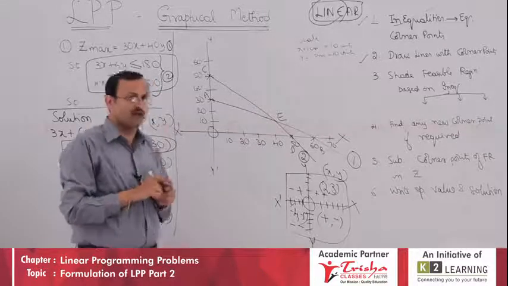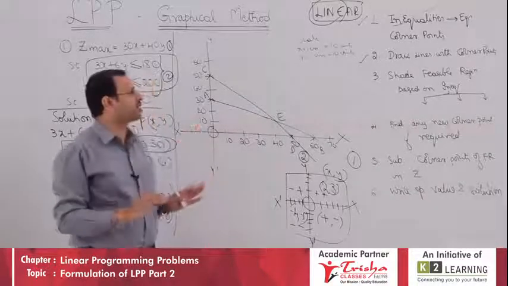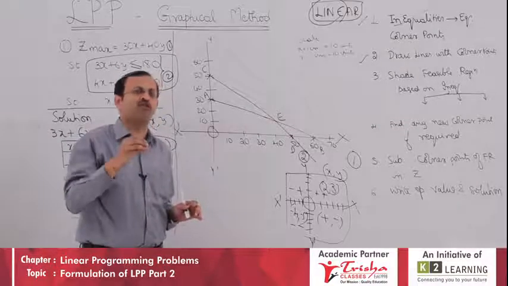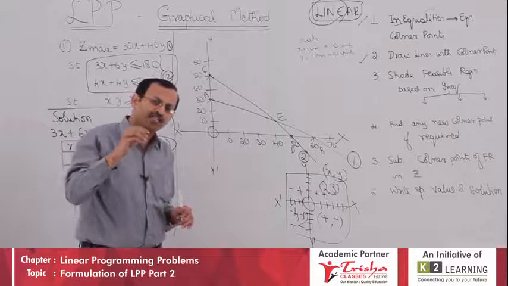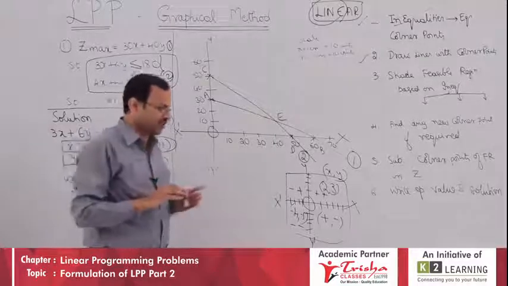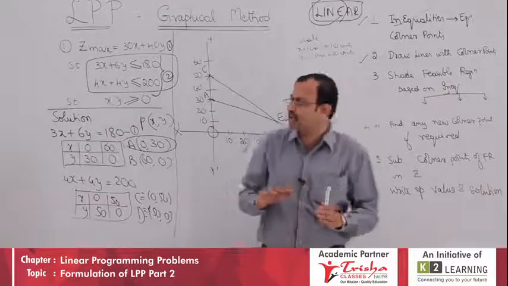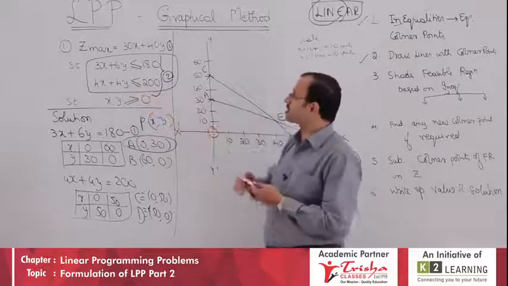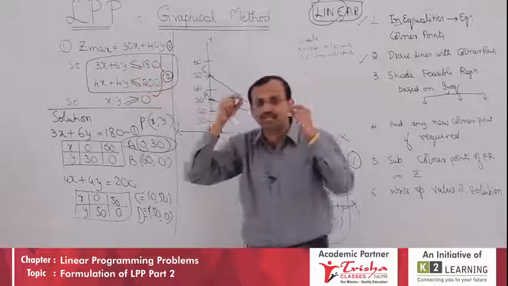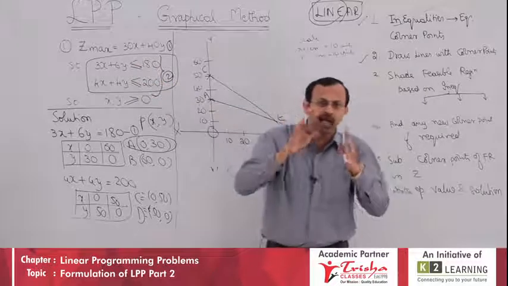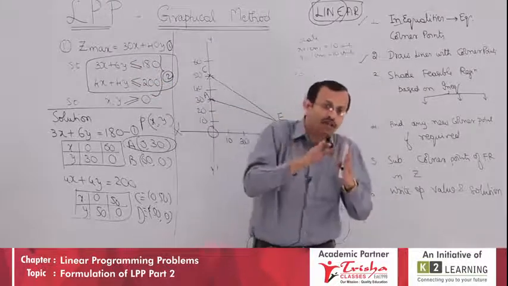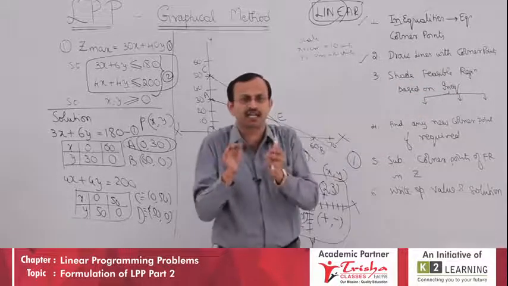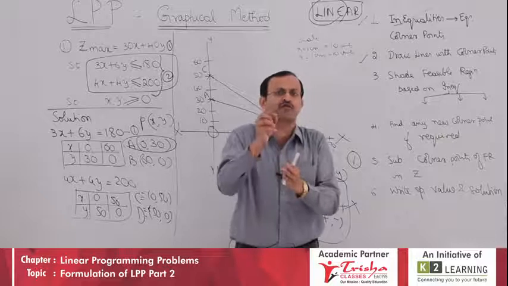Third step, a very important step: shade the feasible region. Here students will go wrong. Now what is the feasible region about? See, whenever you take linear inequalities, there are constraints. Now this is less than. This constraint you need to know. Keeping that constraint in mind, you have to find out the feasible region. The feasible region is that region which satisfies your constraint.